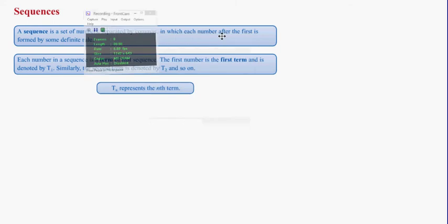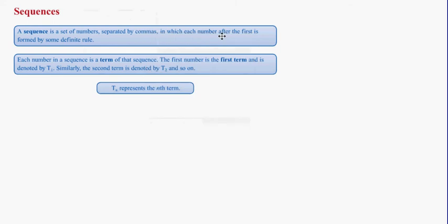Okay, a sequence. A sequence is a set of numbers separated by a comma in which each number after the first is formed by a definite rule. So each number in a sequence is a term of that sequence. The first number is the first term and is denoted T1. Similarly, the second term is denoted T2 and so on. Tn represents the nth term.